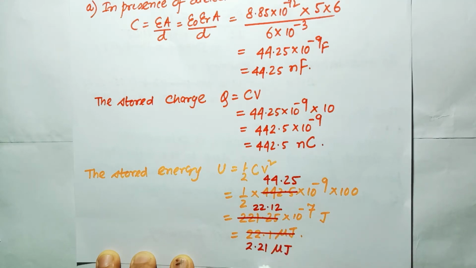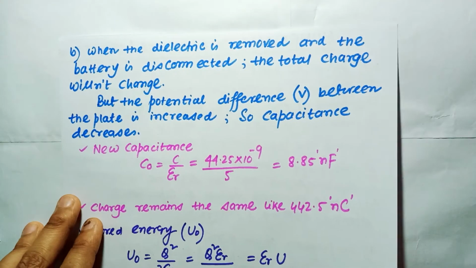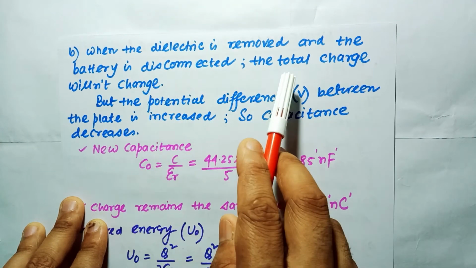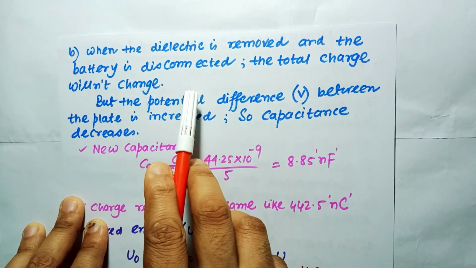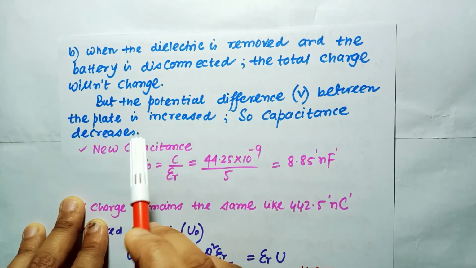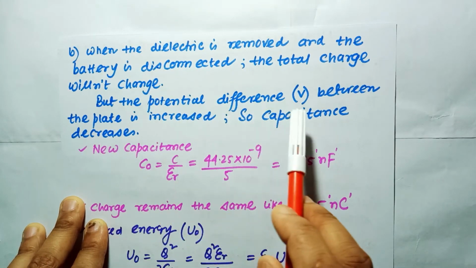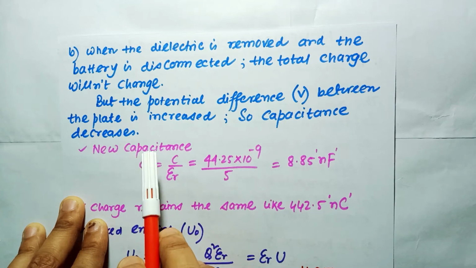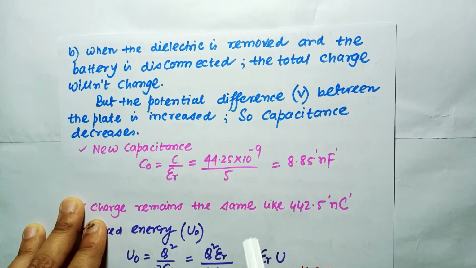Now when the dielectric is removed and the battery is disconnected, the total charge will not change. The total charge remains the same as before, but the potential difference V between the plates increases, so the capacitance decreases because C is equal to Q by V. If V increases, the capacitance will decrease.